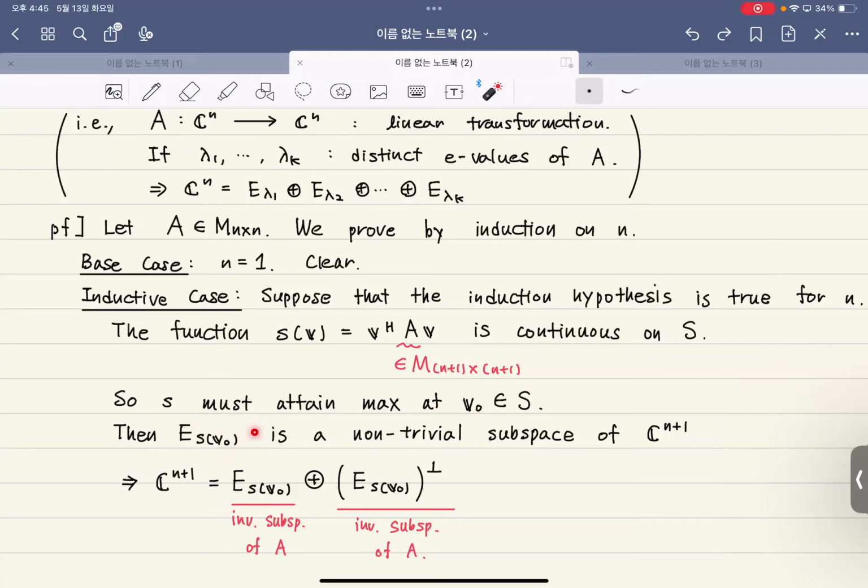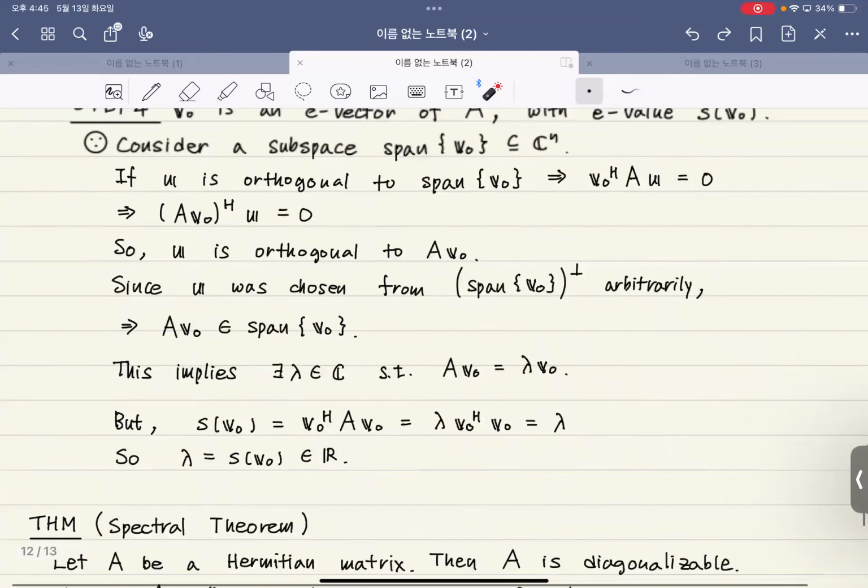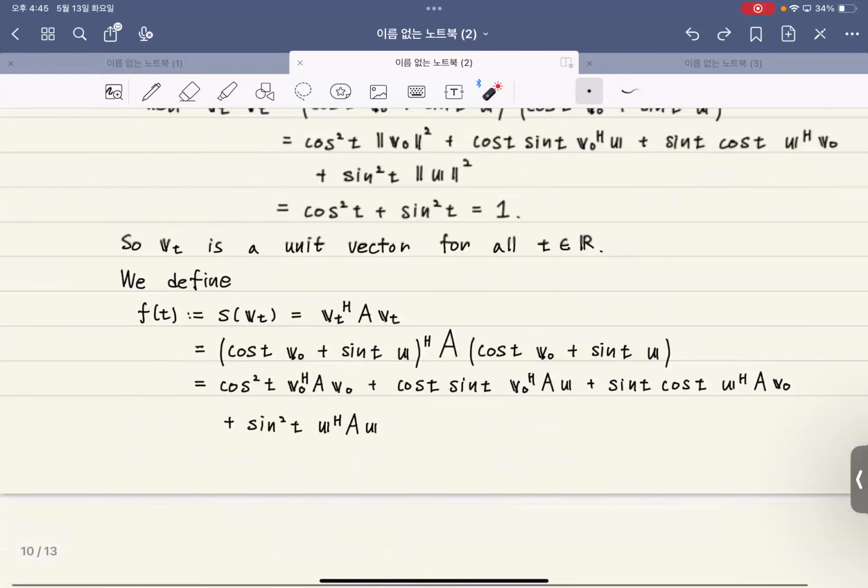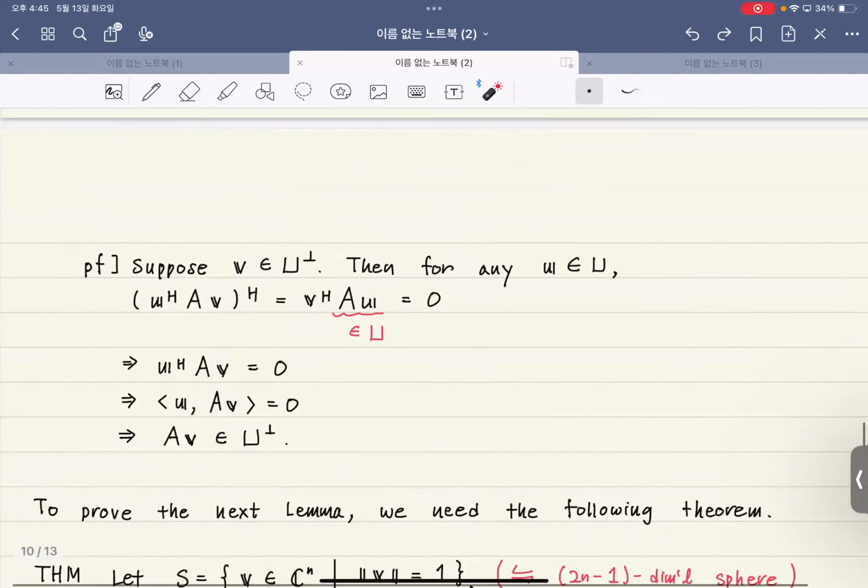So this eigenspace at least contains this vector here. So this eigenspace is a non-trivial subspace of C^(n+1), right? This eigenspace is clearly an invariant subspace of A. And we are taking the orthogonal complement of this space. This is again an invariant subspace of A. Why? Because if this is an invariant subspace, then its orthogonal complement is also an invariant subspace.